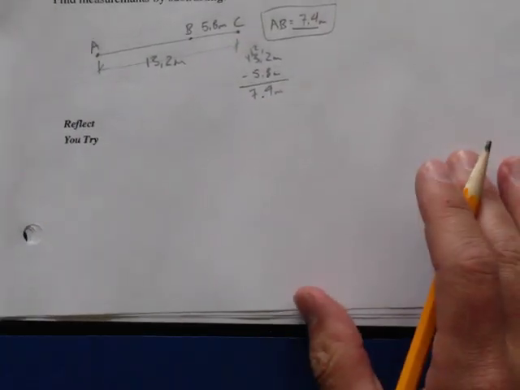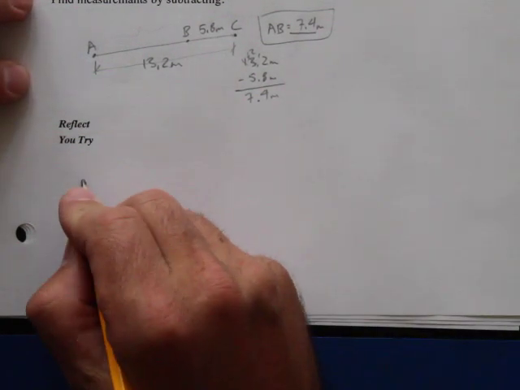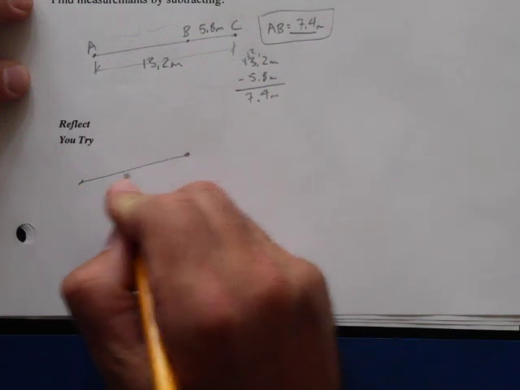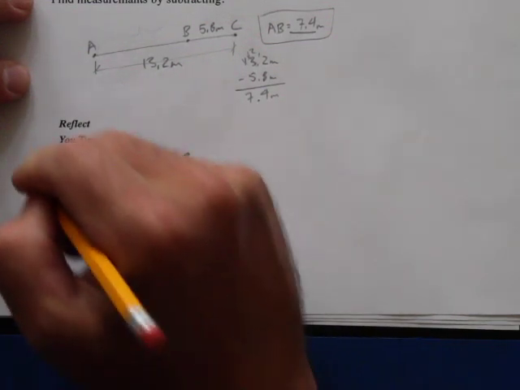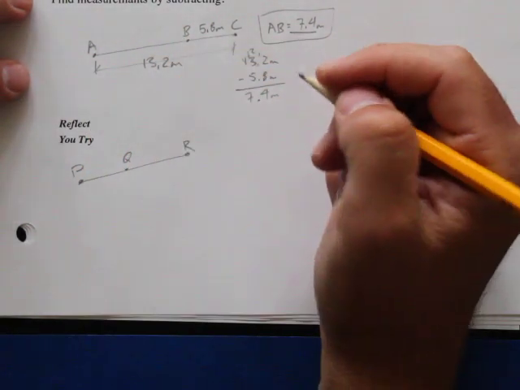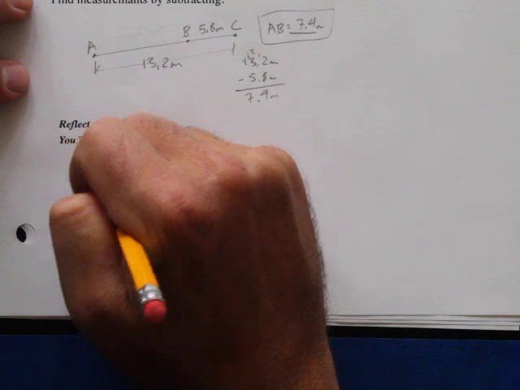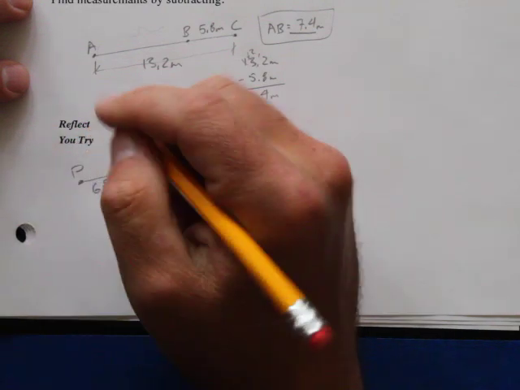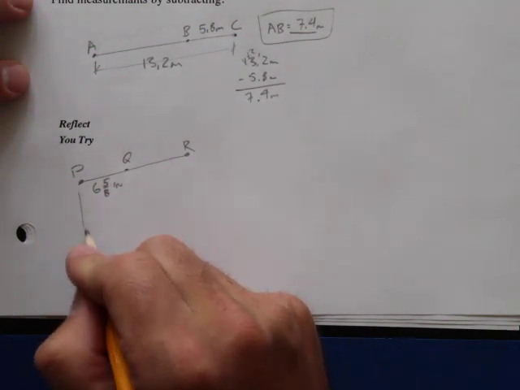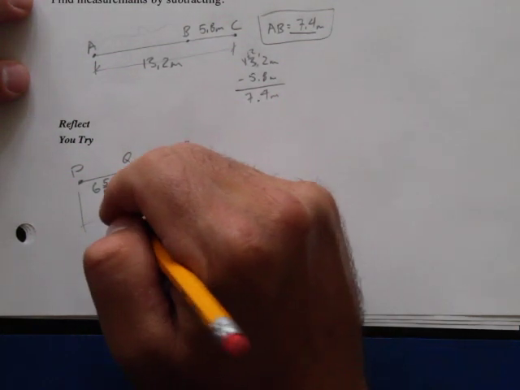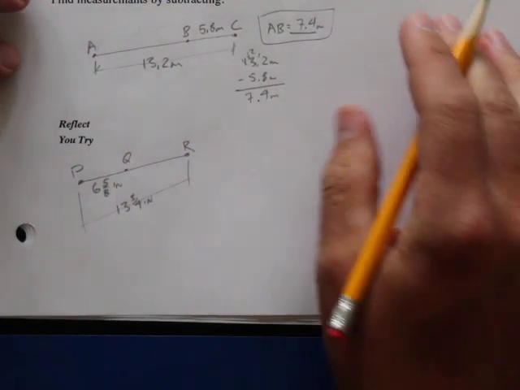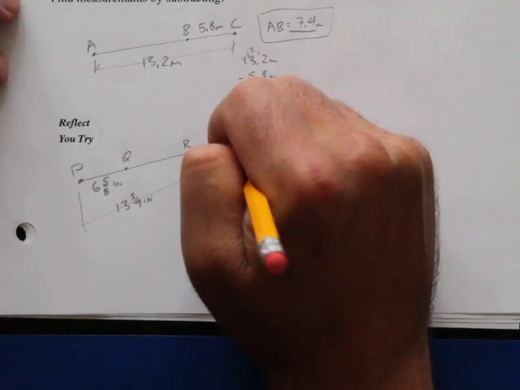All right, you do one. So let's get this set up. This is P, Q, and R. PQ is 6 5/8 inches. That's PQ. And then PR is 13 3/4 inches. So now I want you to find QR.